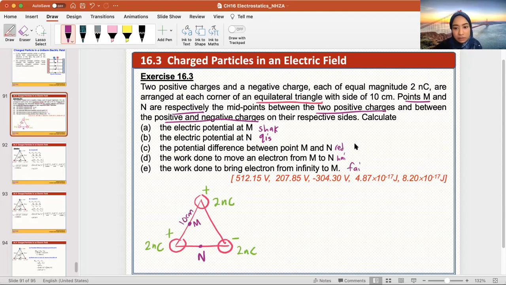Shakira, Christina, Redha, Haikal, and Fai. And I also noticed that Haikal's name has Ning written next to it. Why is Haikal called Ning? Is it like Ning by Zura or what?